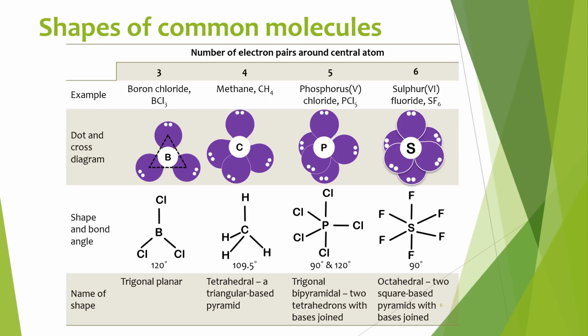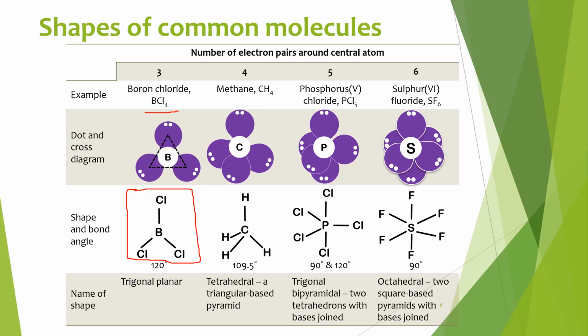These are some examples for the shape of common molecules. For the first example, we have BCl3, or boron chloride. So how do we determine the shape for boron chloride? To determine the shape for BCl3, the first thing you need to do is draw the Lewis structure for BCl3. And please make sure that when you draw a Lewis structure for a molecule, you draw the best Lewis structure for the molecule.